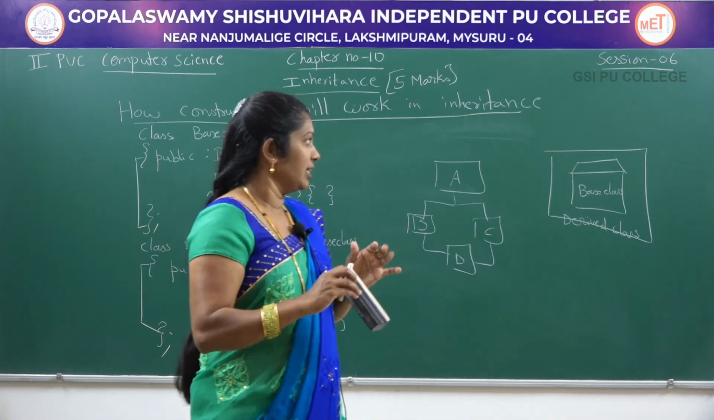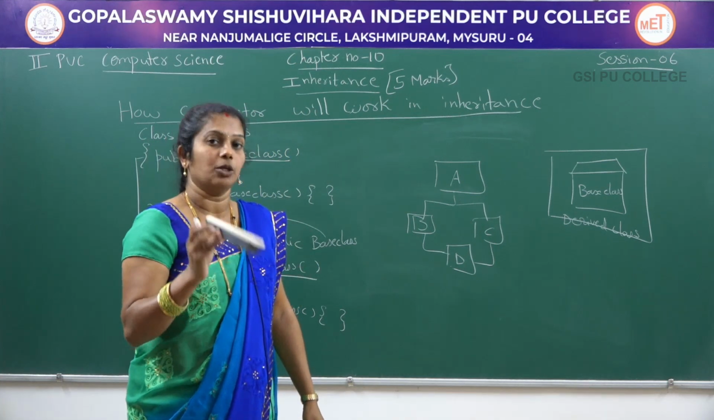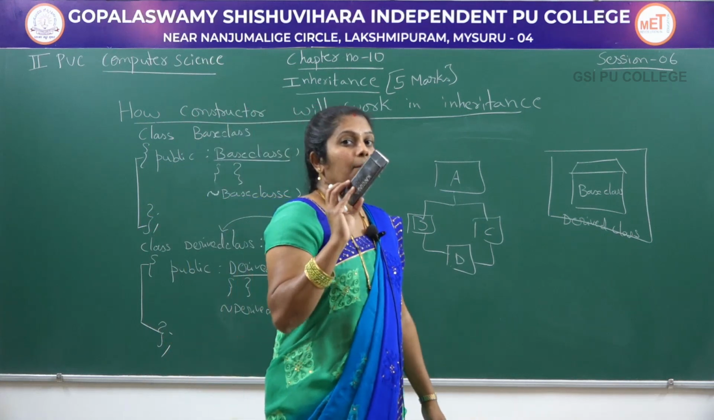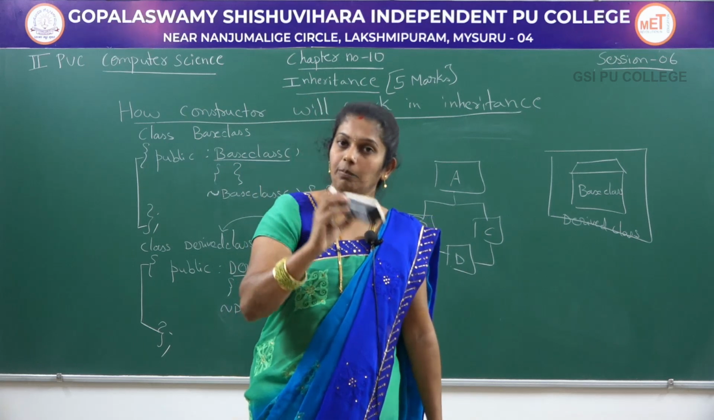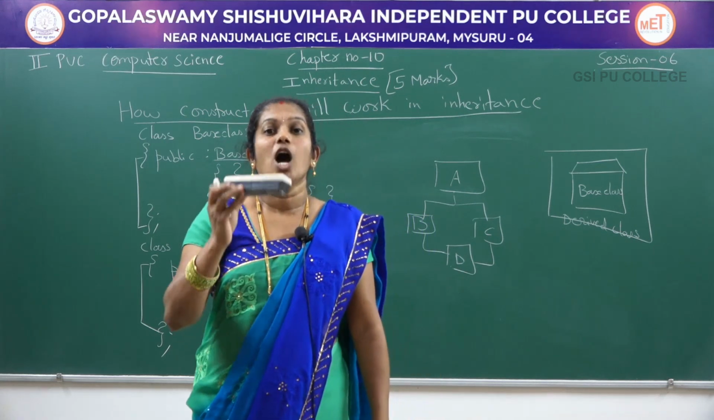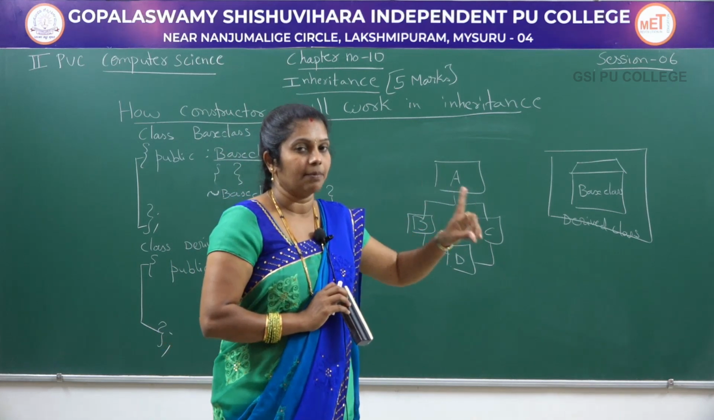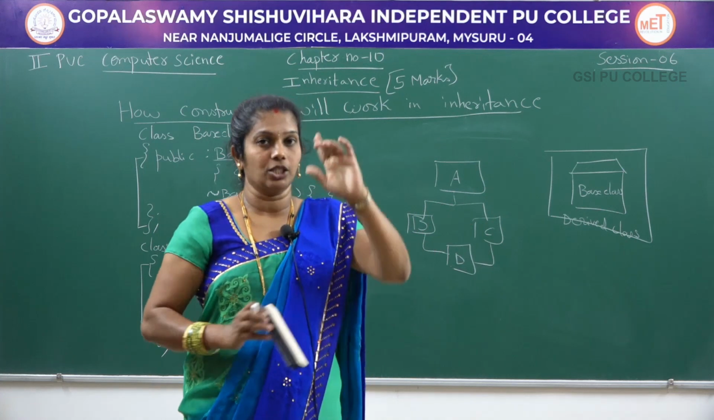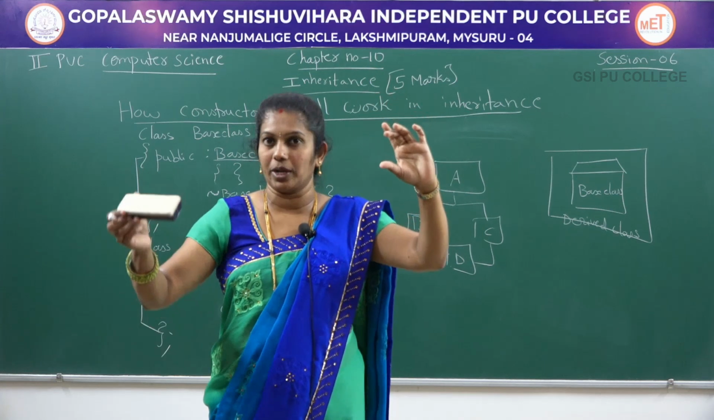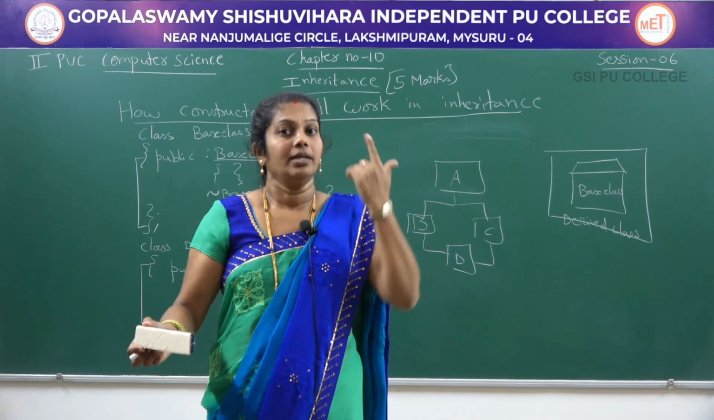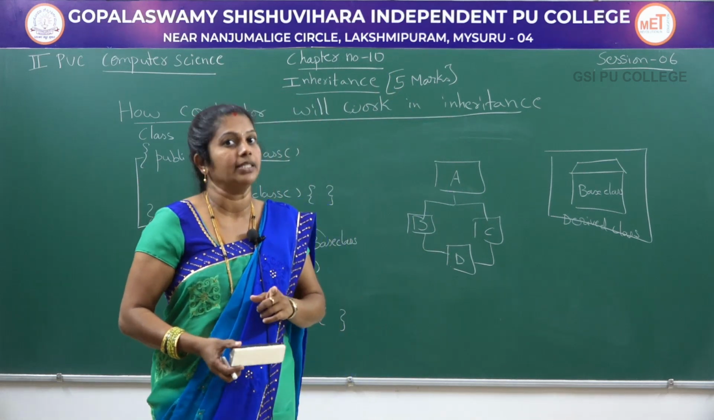Then the major thing is how the constructor will work, as well as the destructor. That also they may ask for 5 marks. If both base class and derived class have constructors, how will it work? Both base class as well as derived class, if you have a destructor, how exactly will it work? That also you have to know in this chapter. Consider this the base and this the derived. If both have constructors, first the base executes, then the derived. With destructors, first the derived class executes, later the base class destructor executes.